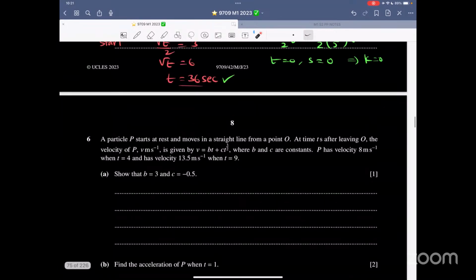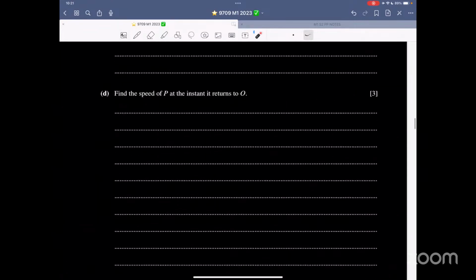So you have to integrate velocity. Use the condition t is 0, s is 0 to find the constant of integration. And then find the speed of P at the instant it returns to O. When it returns to O, displacement is 0.